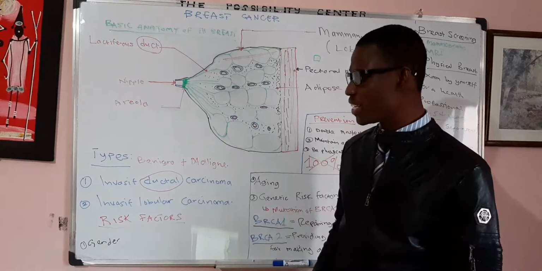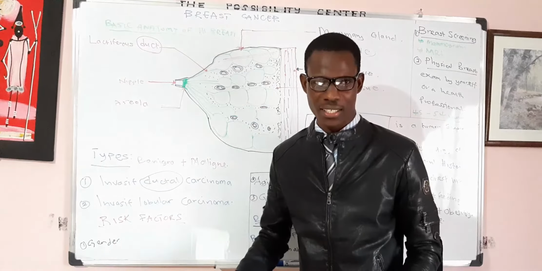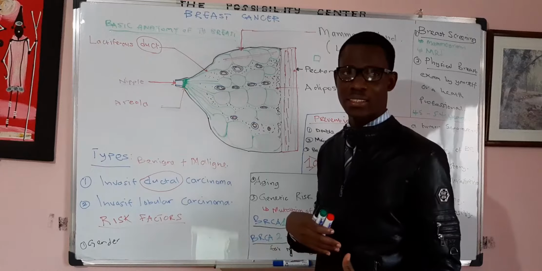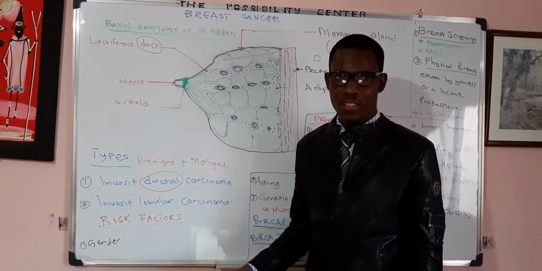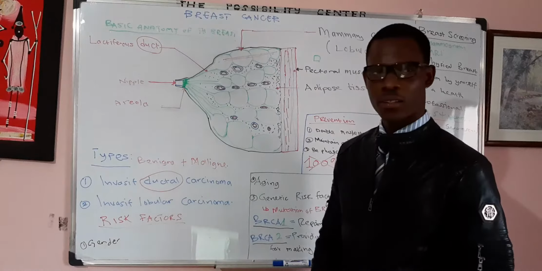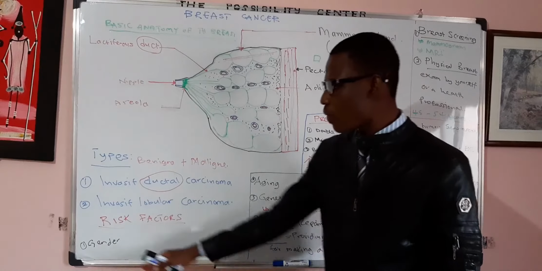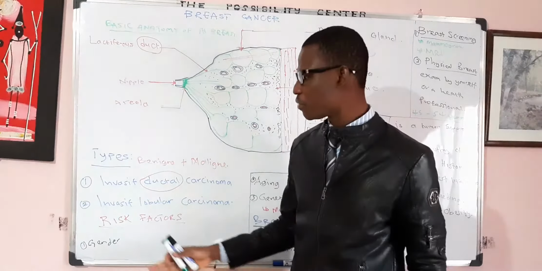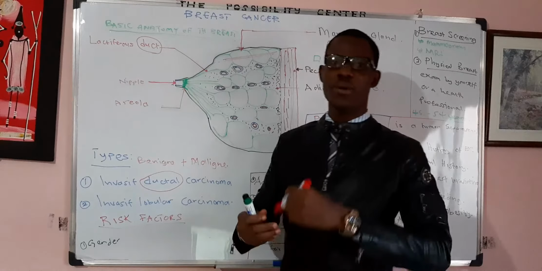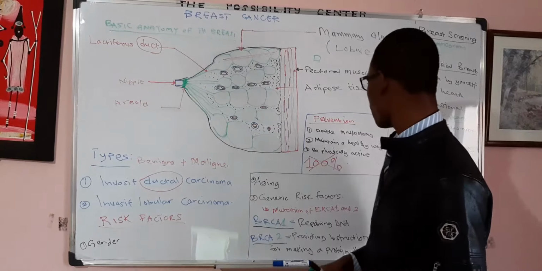Now let's come to the risk factors. Now what is a risk factor? It is any situation that increases or decreases one's chance of getting a disease. For example, cancer. So any situation that increases or decreases one's chance of getting cancer is a risk factor. So the number one is gender. Now the fact that you are a woman is a risk factor, because most of the time it's the women that get it. In rare cases, it can happen to men too, but very, very rare cases.